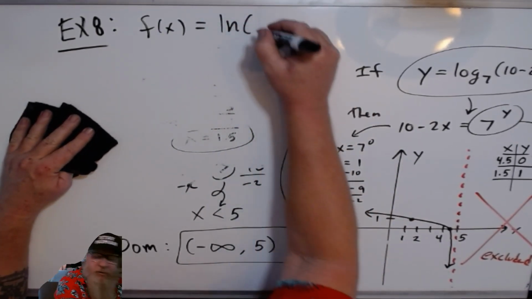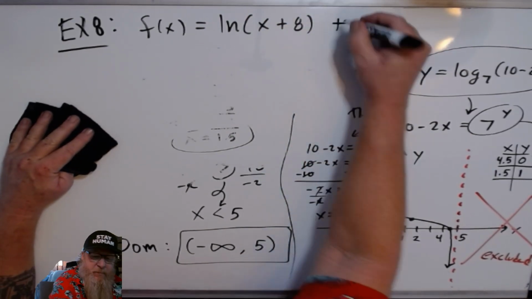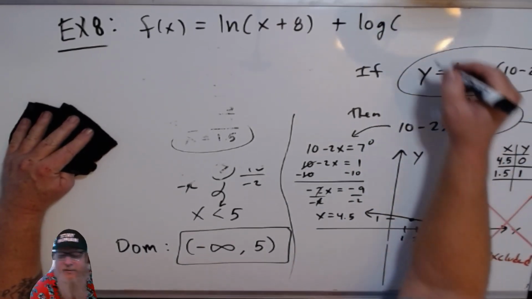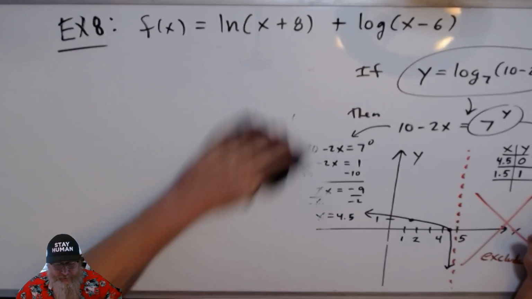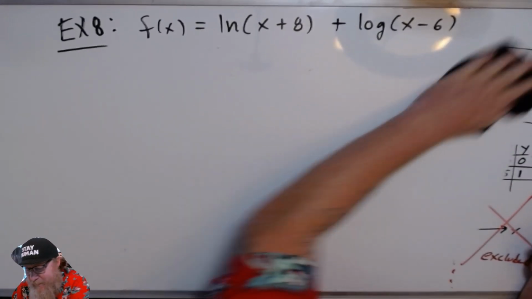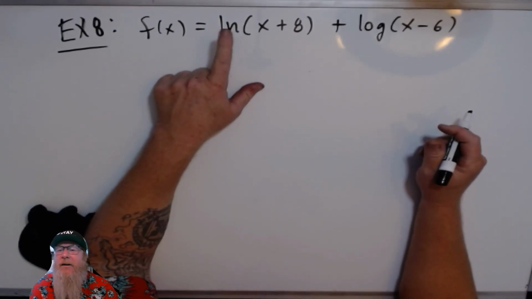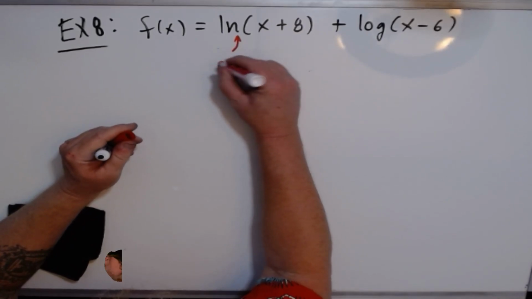So a natural log plus a common log. This would actually have quite an interesting graph, but it would probably take me 20 minutes to draw it, so I won't. But just for some commentary, the natural log is base e. This is just commentary now.